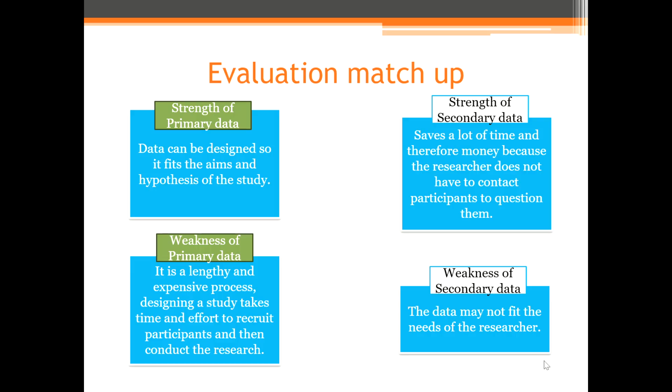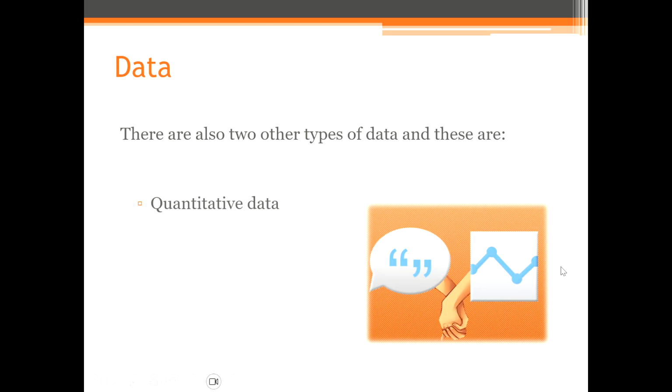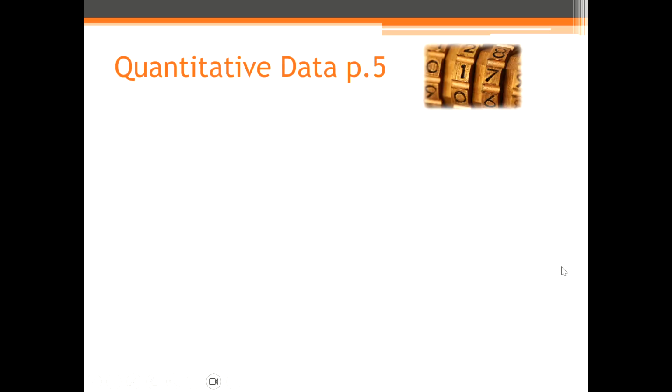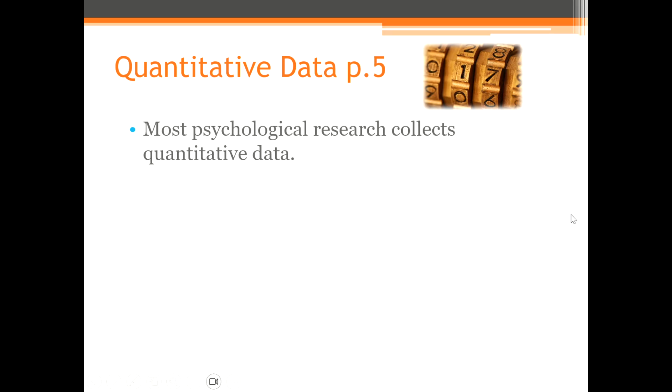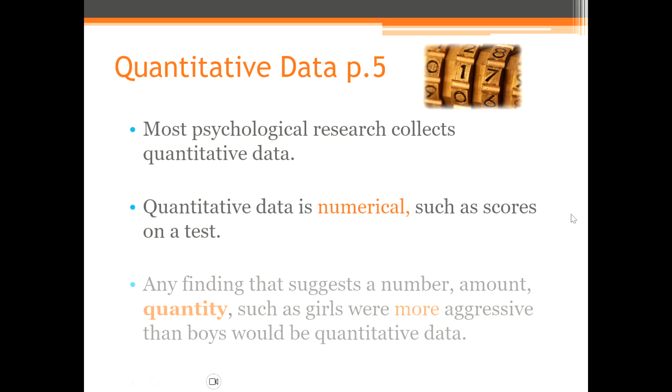So the next two types of data that we need to know are quantitative and qualitative data. Probably be a little bit easier actually to understand these two. So most studies in psychology collect quantitative data because it's numerical. So we do a lot of tests. We usually get a score from a test, so we usually get a number that tells us, or for example, if we were interested in how aggressive people were, we might count how many times girls were aggressive, count how many times boys were aggressive, and compare them, so we'd have a number.